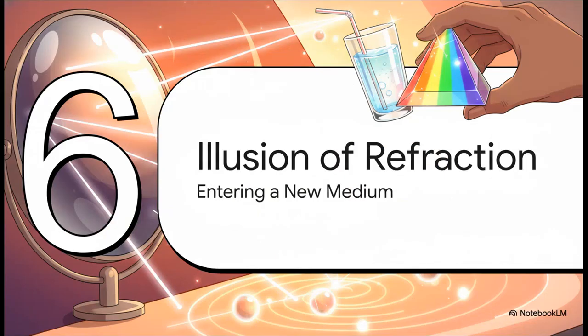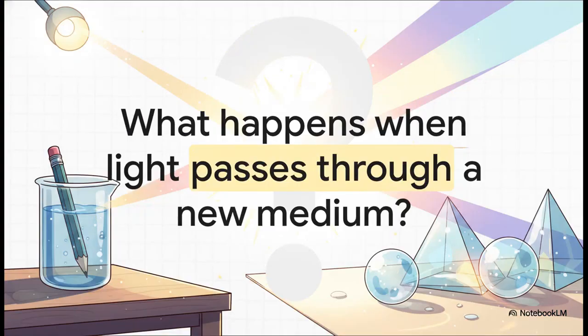Section 6. The Illusion of Refraction. So far, we've successfully decoded the physics of light bouncing off surfaces. We've mapped its path, explored curved mirrors, and even learned the math. But light has one more major trick up its sleeve. Everything we just discussed relies entirely on light reflecting back into the same medium it came from.